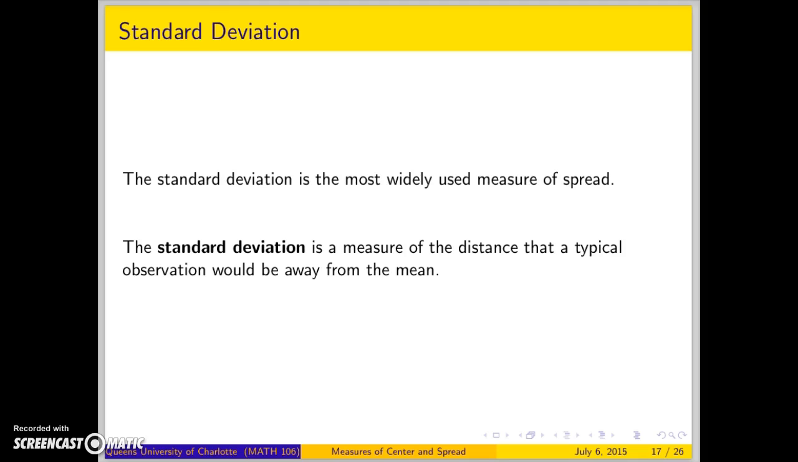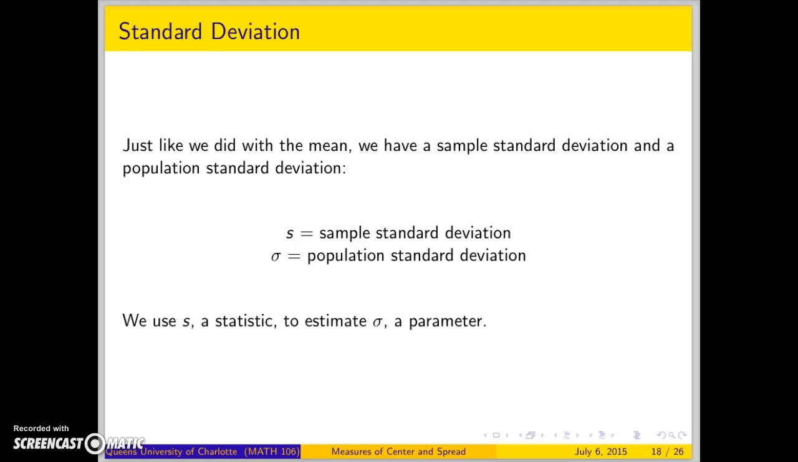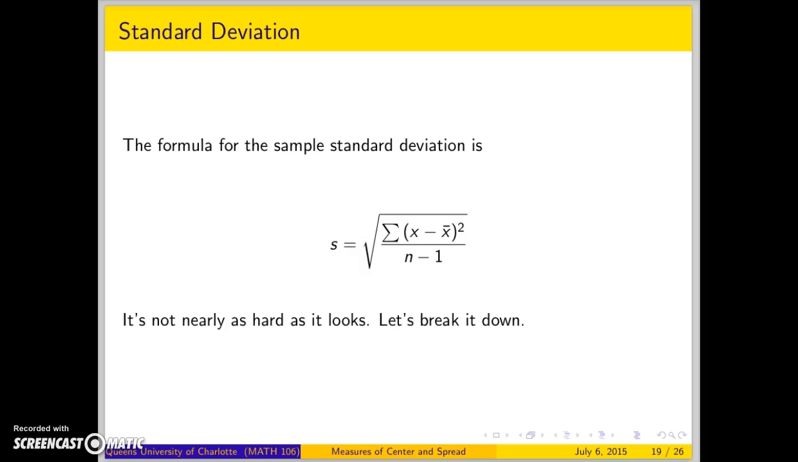Okay, now talking about standard deviation in a little more depth than we did last week. It's the most widely used measure of spread. Remember, when we are talking about standard deviation, we're talking about typical distance. So one way to think of it is as a measure of how far a typical observation would be away from the mean. And just a review of the symbols, S is for the sample standard deviation, and sigma is for the population standard deviation. And then we use S to estimate sigma.